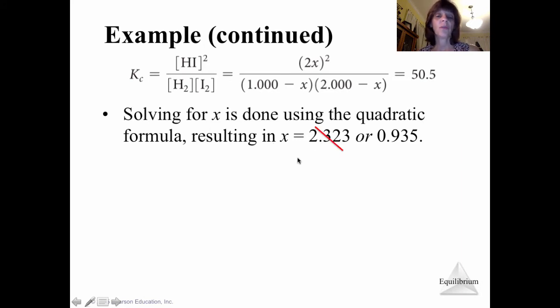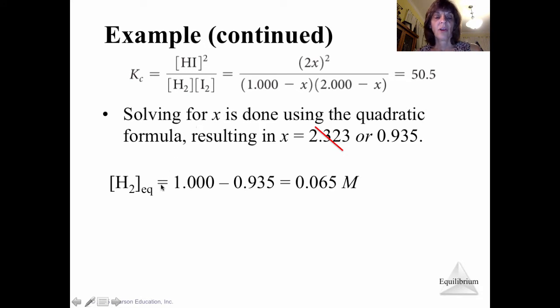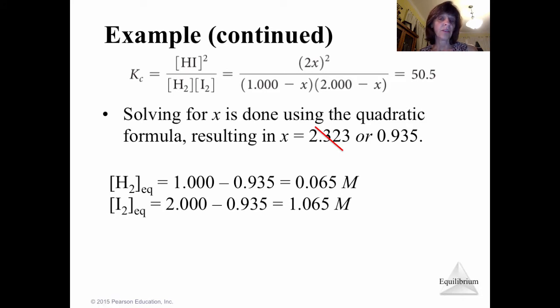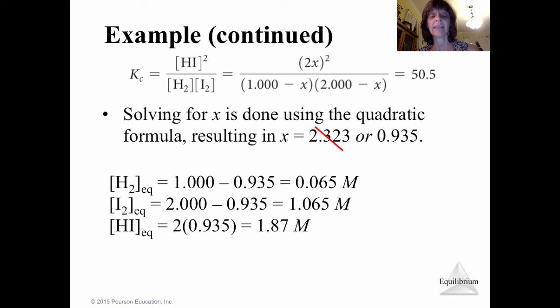Okay, 2.323 can't be the right answer because you have to take 1 minus x or 2 minus x, and you can't have negative concentrations. So our x value is 0.935. So the hydrogen must be 0.065 molar, iodine must be 1.065 molar, and hydrogen iodide is 1.87.